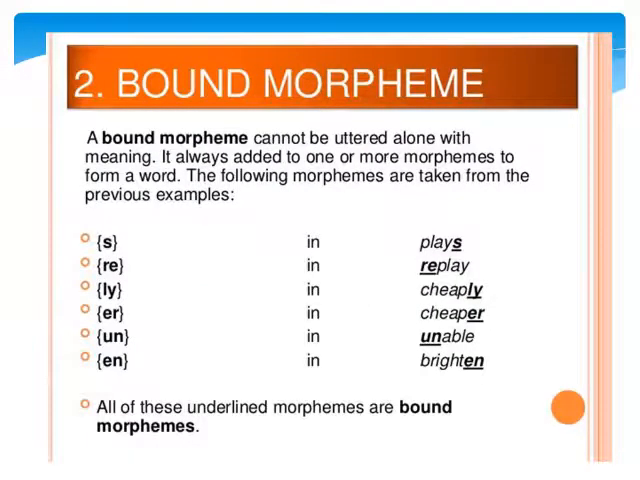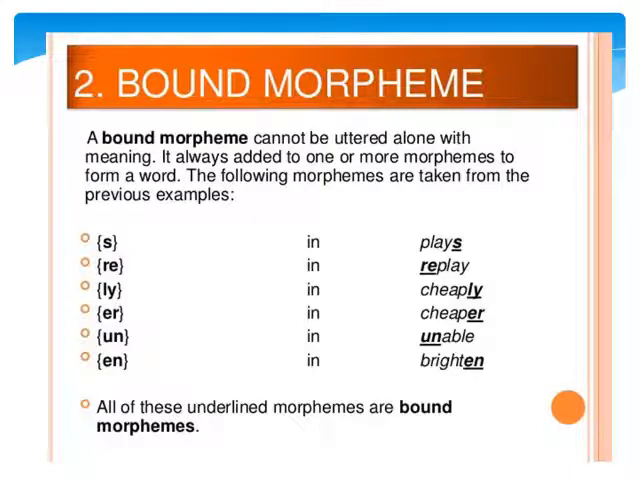Bound morpheme. A bound morpheme cannot be uttered alone with meaning. It is always added to one or other free morphemes to form a word. The following morphemes are taken from the previous example, like play becomes plays. So you add s, and s is the bound morpheme. So s cannot stand alone unless and until you attach it to play.